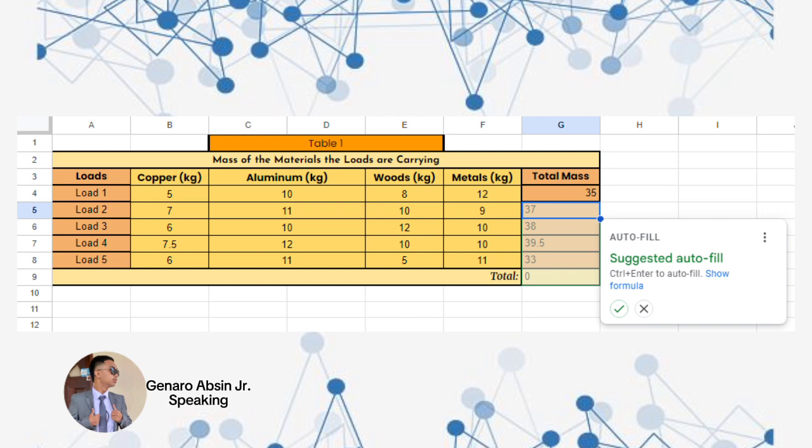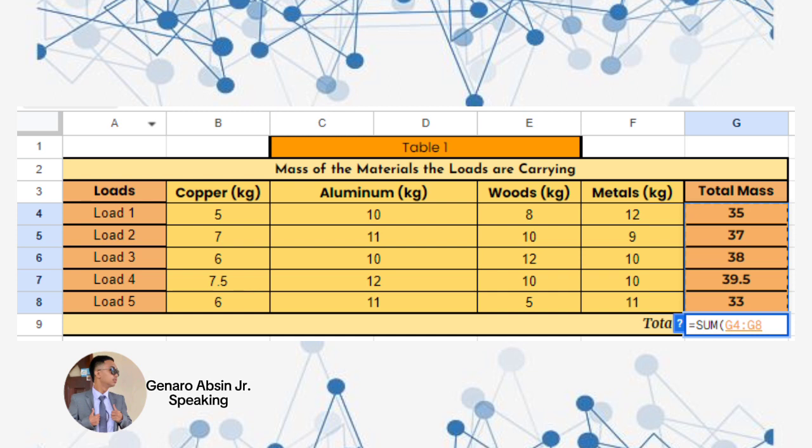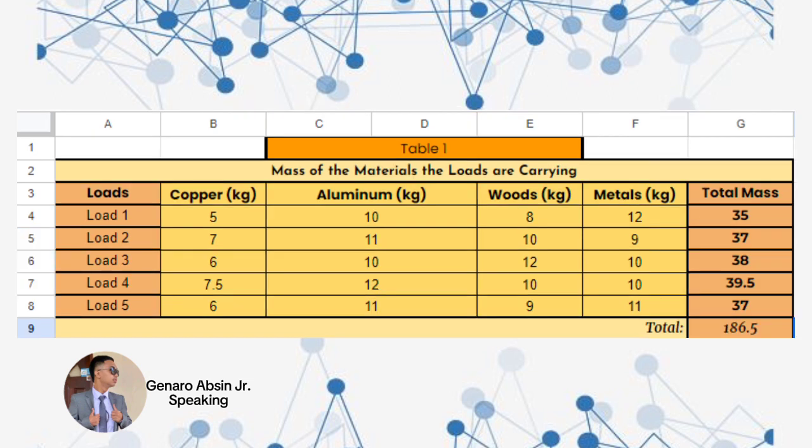Fifth row, load 2, equals B5 to F5. Sixth row, third load, equals B6 to F6. Seventh row, fourth load, equals B7 to F7. Eighth row, the last load, equals B8 to F8. For the final row, the same formula was used to calculate the total sum of the masses combined, equals B4 to B8. After all of that was working, we then proceeded to our table 2.